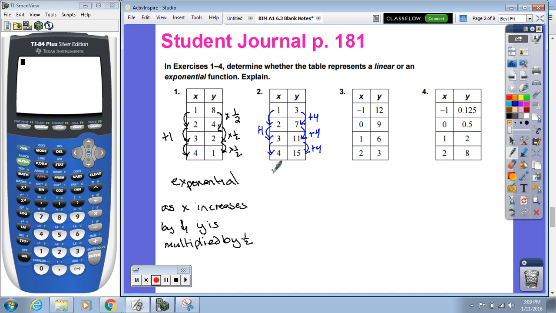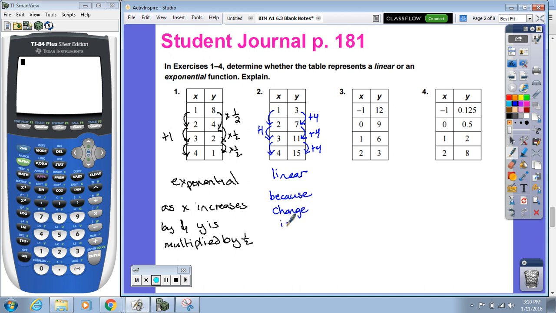And so on this one, this is a linear function, because the change is constant, it's going up by 4 every time. Here, it's going down by 4, down by 2, down by 1, so the change is not constant. Okay, so we'd say linear, and our explanation would be because the change is constant.